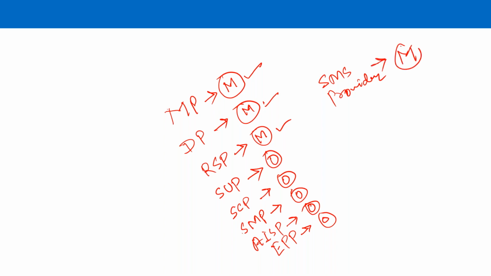Mandatory. Mandatory. Mandatory. Okay, understood? So management point, distribution point, reporting services, SMS provider, you must install. Other things you decide whether they are needed or not.